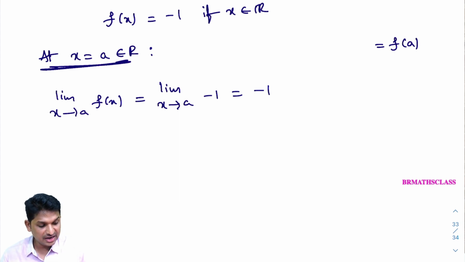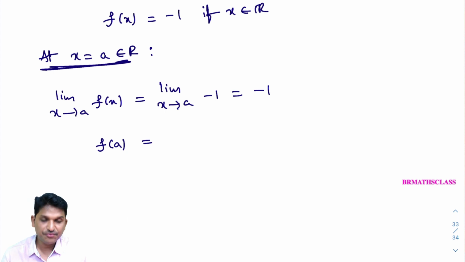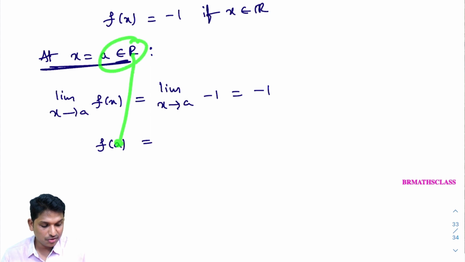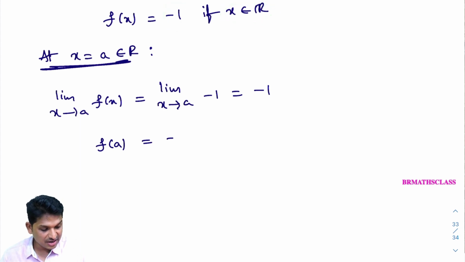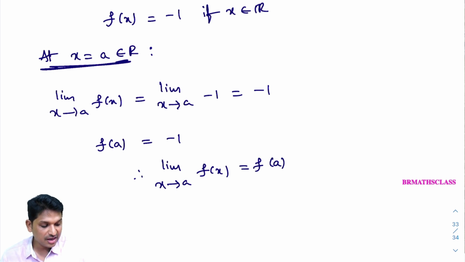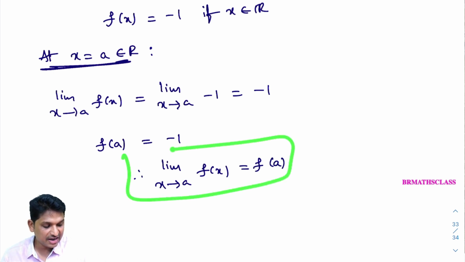Now I need to calculate f of a. To calculate f of a, we need the function. Here only one function is there, that is minus 1. What is a? a is a real number. When a is a real number, what is the function? The function is minus 1. So what you will get, this is minus 1. So what you got here? Therefore limit x approaches a, f of x equal to f of a. When I got this statement, I can say that this function is continuous at x equal to a.